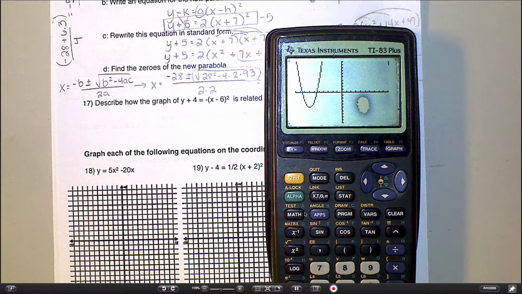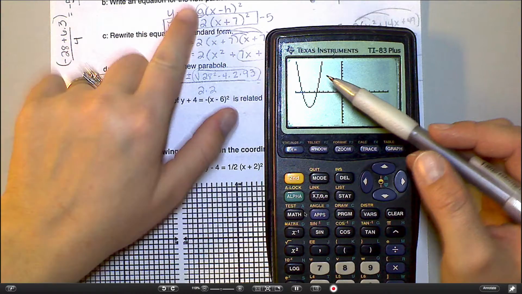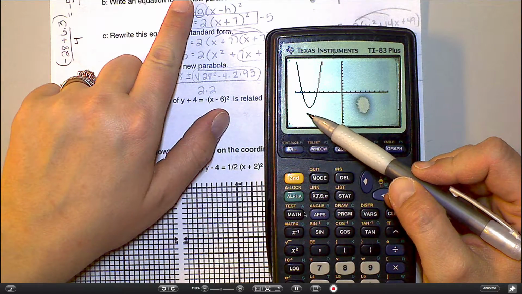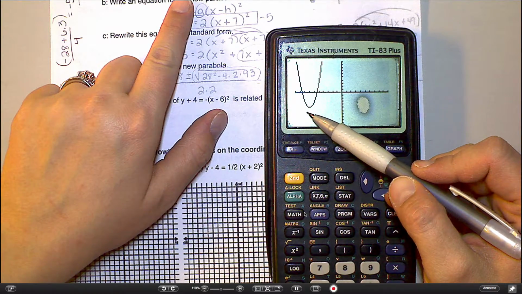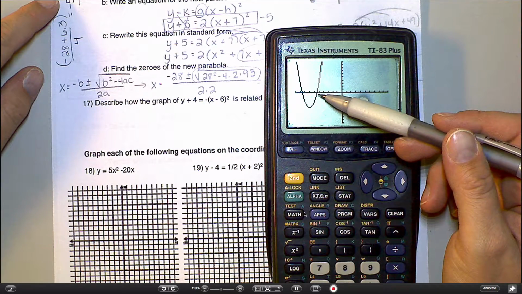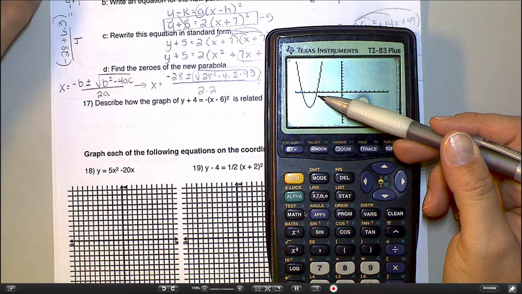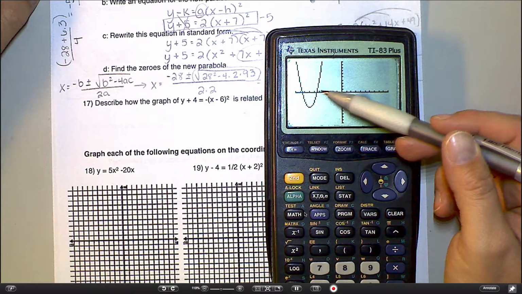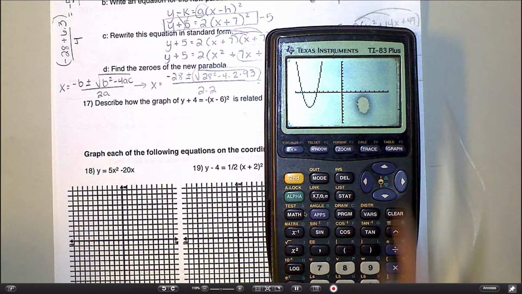Okay? So I said that the vertex would be -7, -5. Does that look like that's in about the right spot? And then for my zeros, I got -5.4 and -8.6. Do those look like they're correct? Okay, so this would be a great way to check.